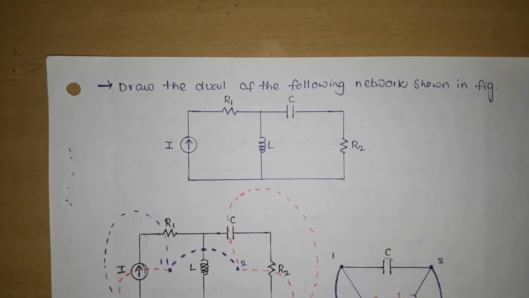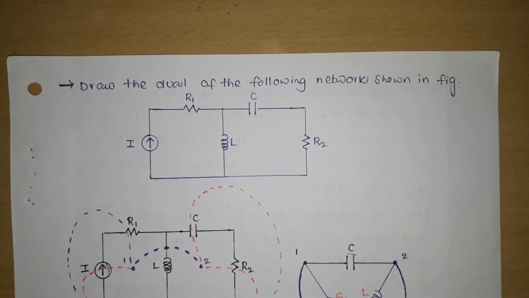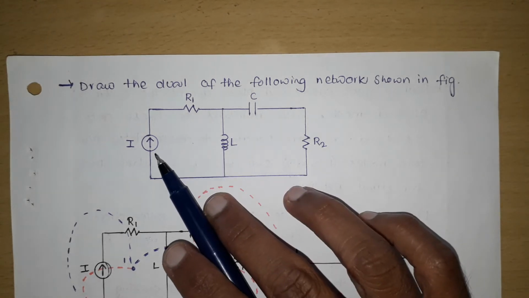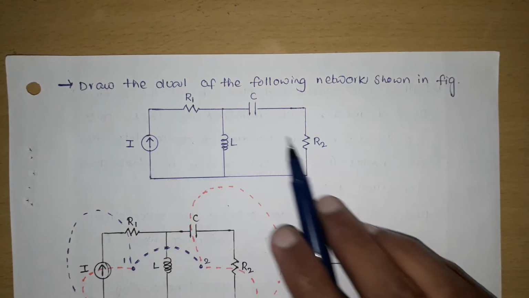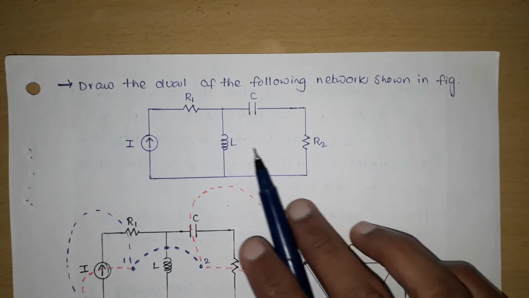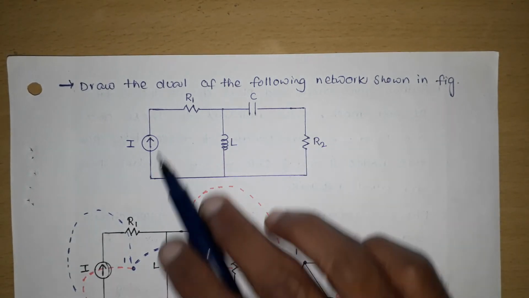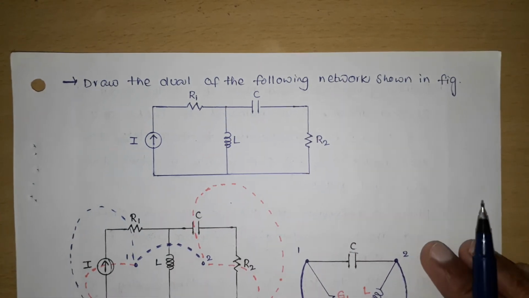Draw the dual of the following network shown in the figure. Here a simple circuit is given and we are asked to find the dual of this network. Only one source is there, current source I, and there are two resistors R1 and R2, an inductor and a capacitor. We have to draw the dual circuit for this simple circuit.